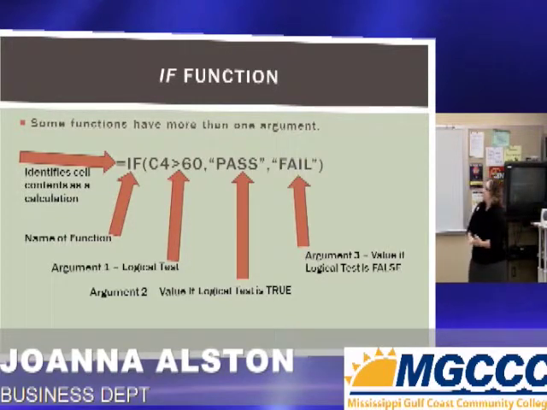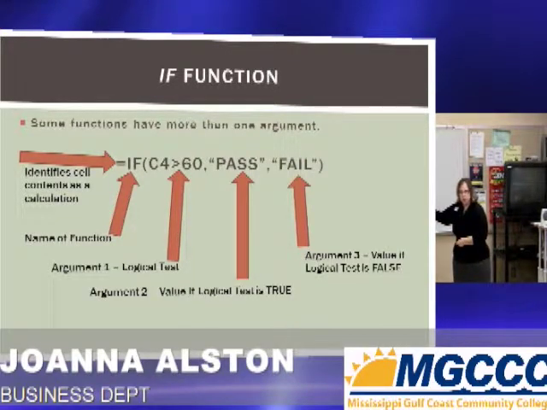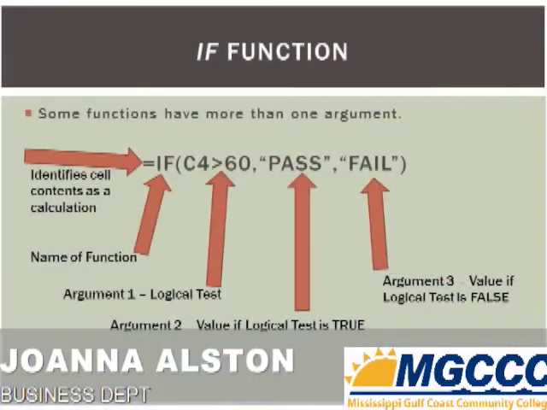What if it's not true? Well, then we have to tell the computer what to do in that case. So argument 3 tells us what to do if the test was false. If C4 was less than 60, then the student would fail. So fail would be in the cell.